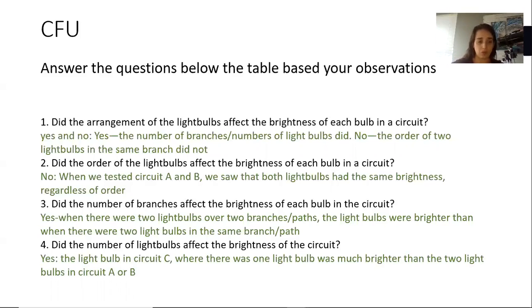So you should have said yes. The light bulb in circuit C, when there was only one light, was much brighter than the two light bulbs in circuits A and B. And so when there were two light bulbs together, connected next to each other, they were dimmer than when there was only one light bulb. And how did that compare to the brightness of the bulbs when they were in two different branches? We're actually going to explore that a little bit more tomorrow.